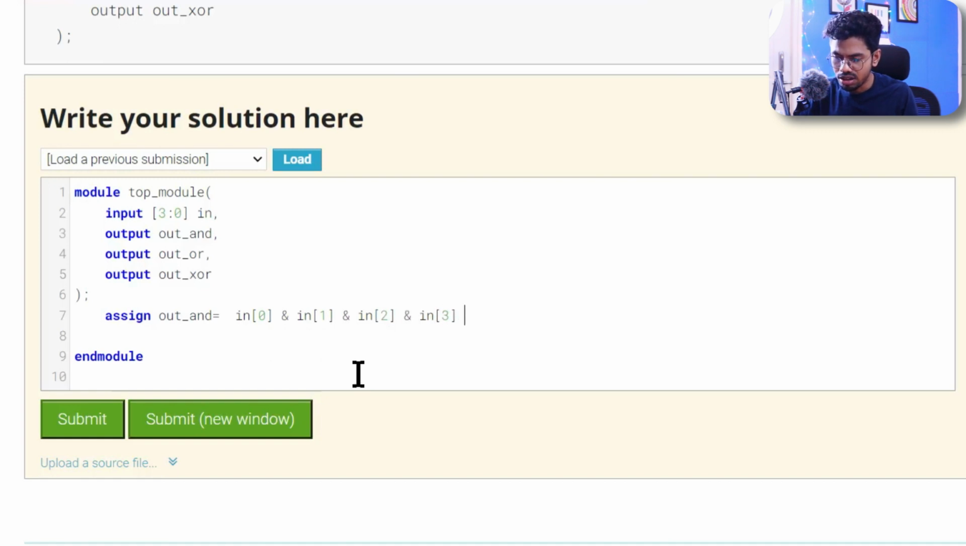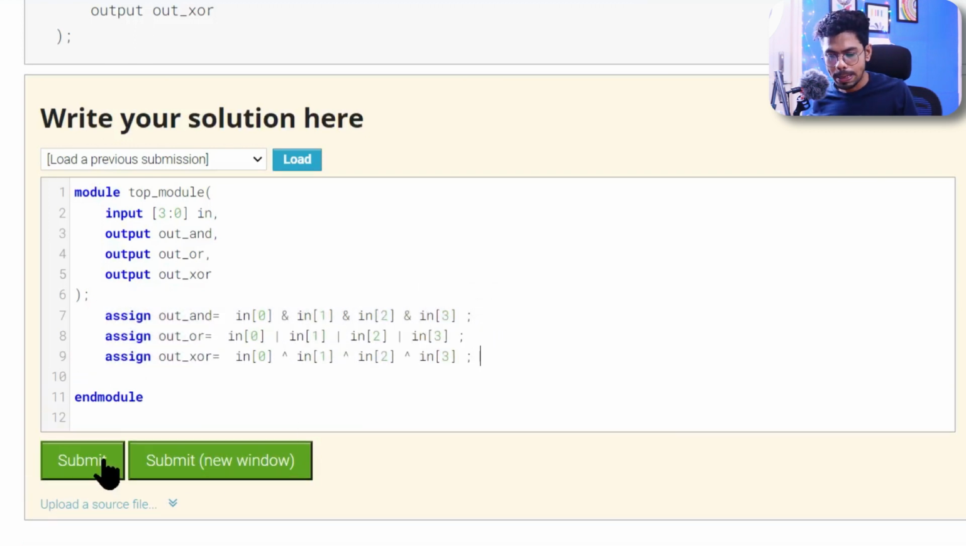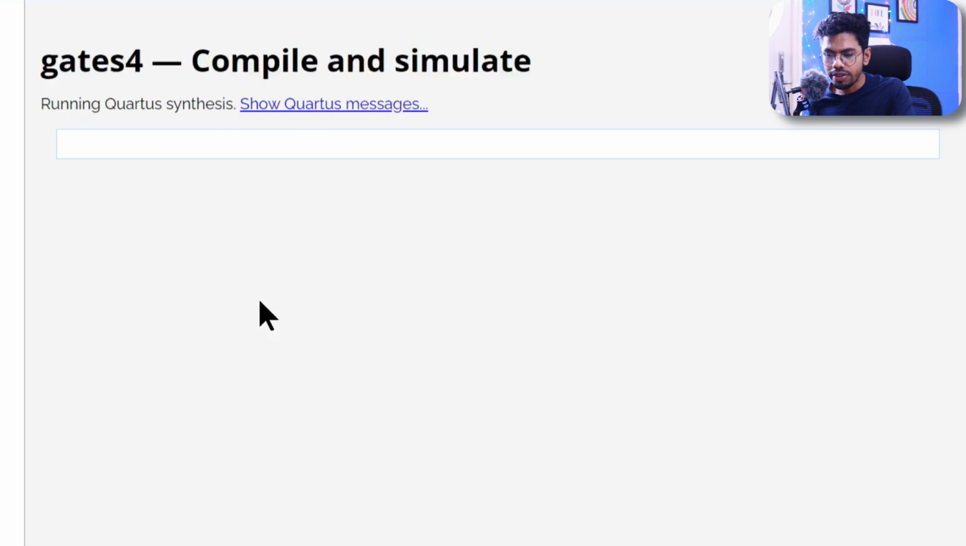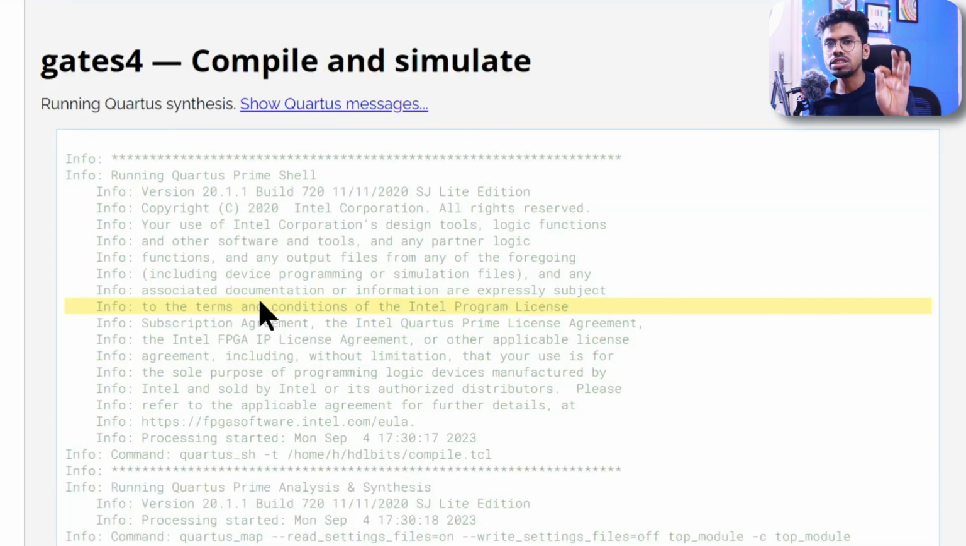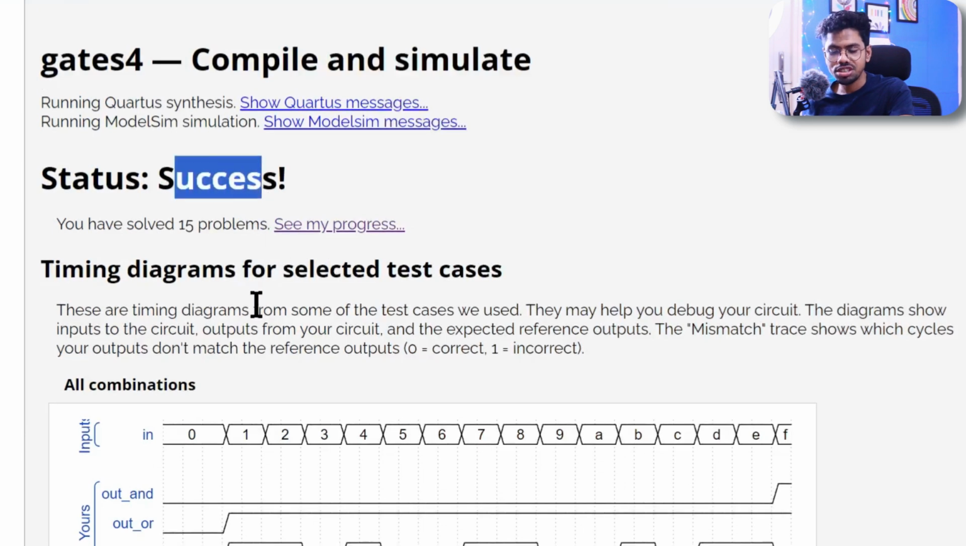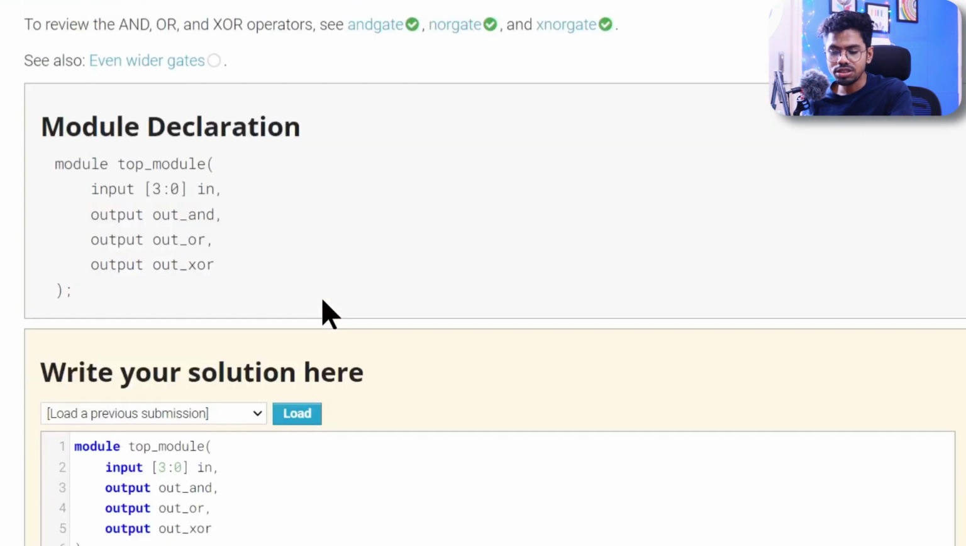and then comma. Let me do the same thing for the other two outputs. So it's done, and let's submit. Now we are using bitwise only. I'll show you with one using logical, but you will see we will get a success message. So see, we got a success message. You will see the graphs, don't worry.